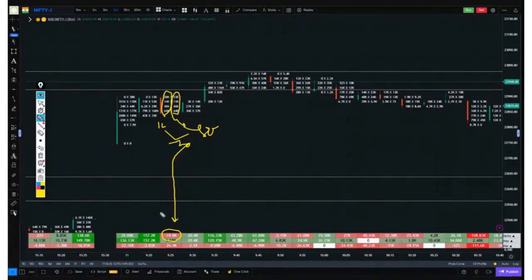How can delta help us in reading the footprint well, the market structure, in reading the data well?